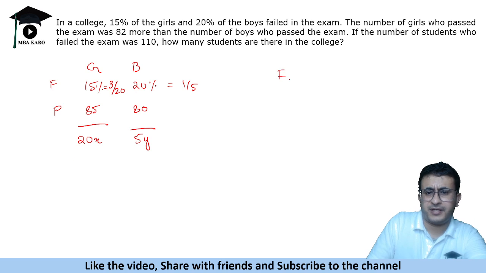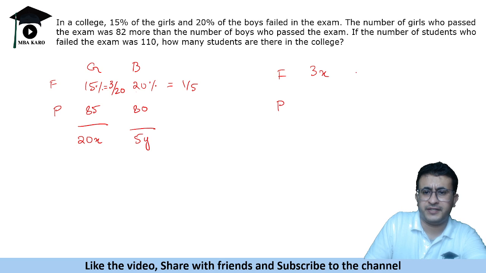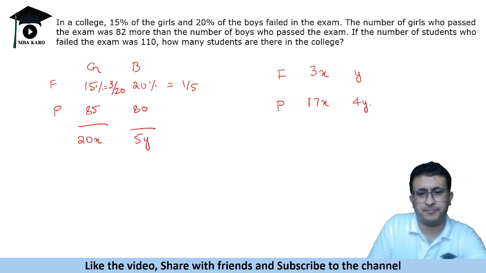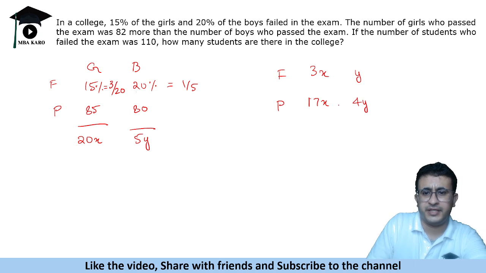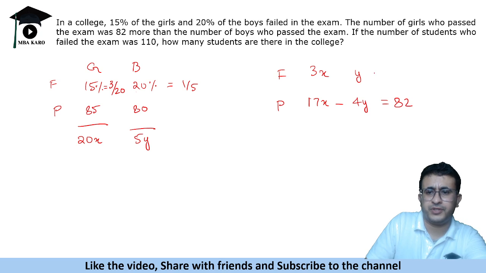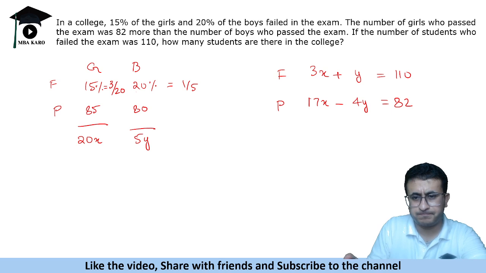Now we will do fail, pass and the conditions. So girls: 3x failed and 17x passed. Boys: y failed and 4y passed, right? It says the number of girls who passed the examination was 82 more. So this is 82, and the total number of students who failed is 110. So 3x plus y is 110. Okay, equation बन गई, easily बन गई, right?